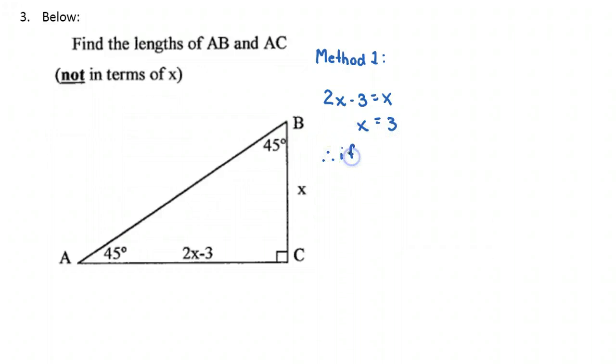Therefore, if x is equal to 3, we know that AC is going to equal 3 and BC will equal 3. We calculate these simply by substituting back into both of these expressions. I have a nice little check here, and the check is that those are the same. So now, if we know BC and AC, there are a couple of ways to find AB.